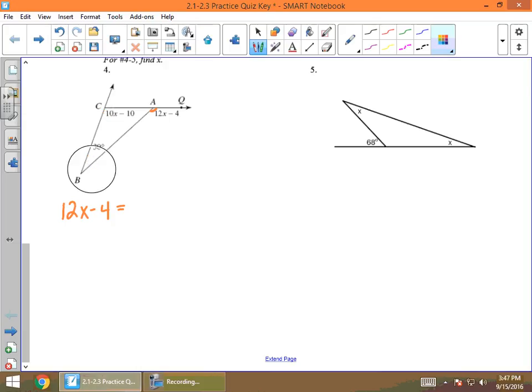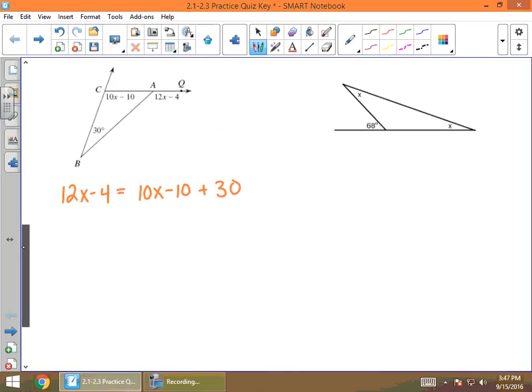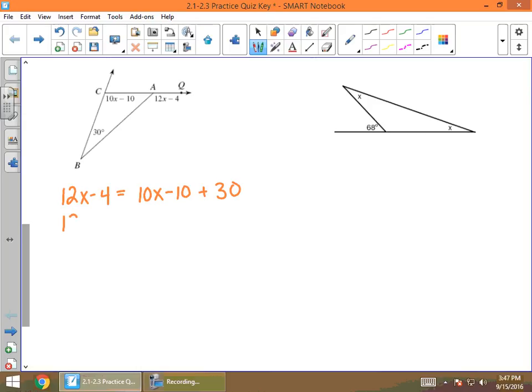So I'm going to add those two things up. So I'm going to take 10x minus 10, and I'm going to add 30 to it. So again, remote interior angles equal to the exterior angle. The sum of the remote interior angles are equal to the exterior angle. So now I just have myself a little algebra 1 equation here. Combine like terms, 12x minus 4, 10x plus 20, when I combine the negative 10 and the 30.